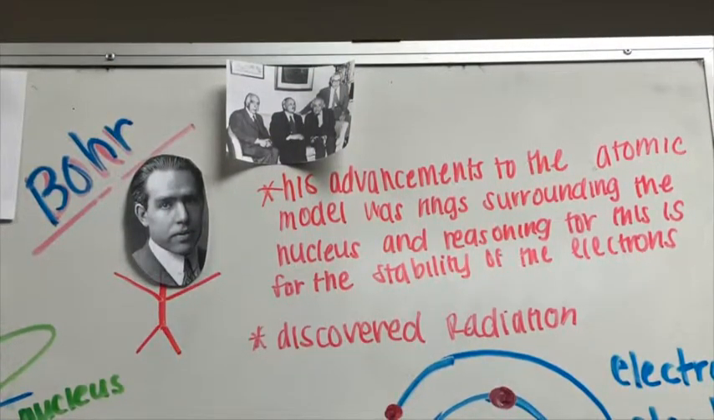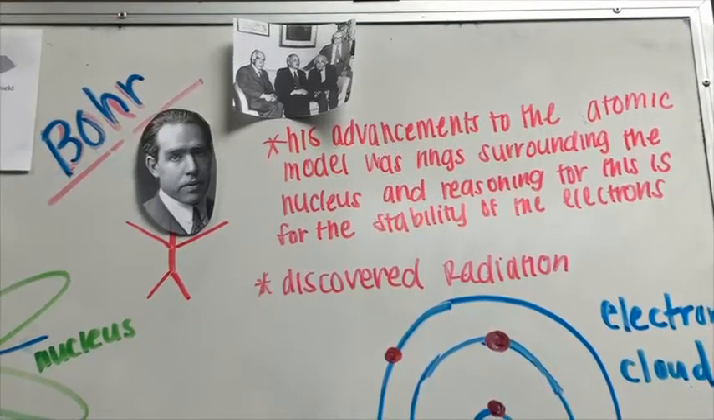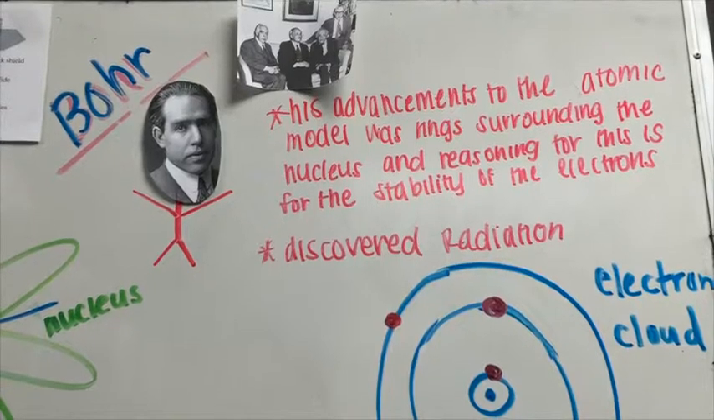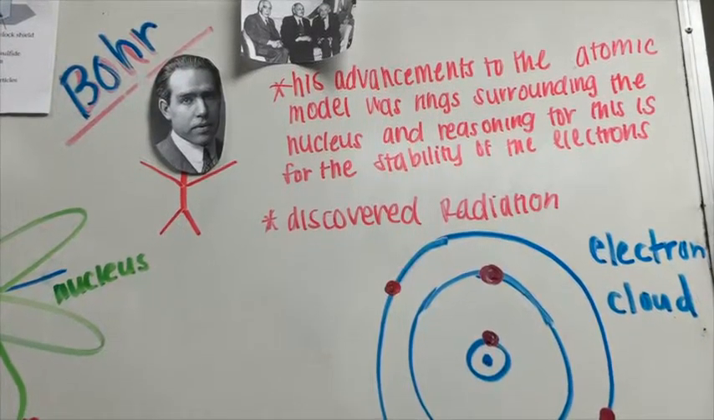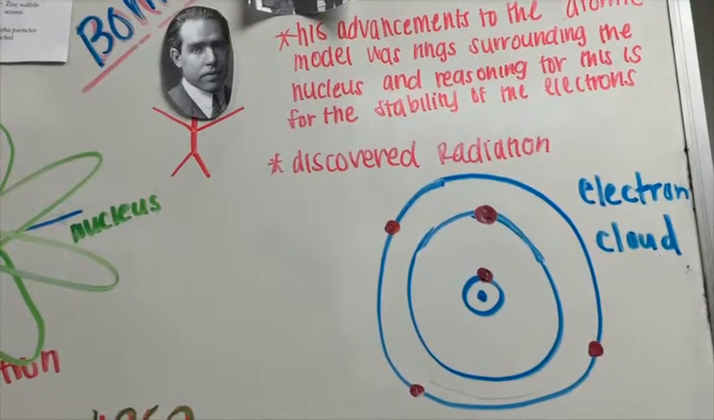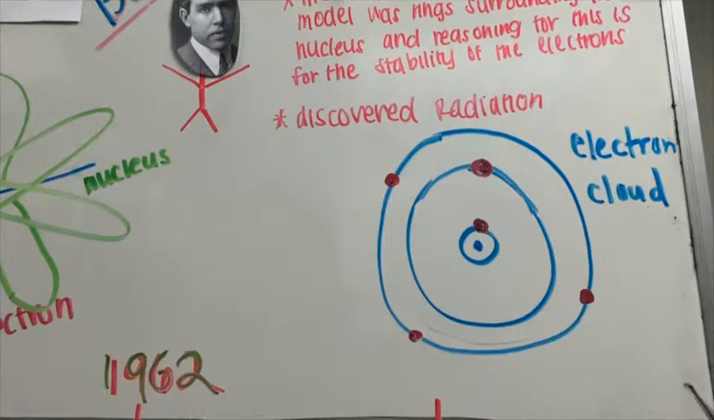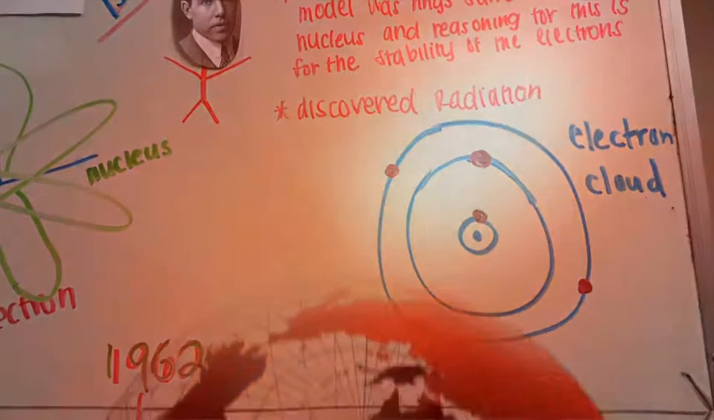Bohr, a physics scientist in 1913, depicts the atom as a small positively charged nucleus surrounded by electrons that travel in circular orbits around the nucleus. Bohr was the first to discover that electrons travel in separate orbits around the nucleus and that the number of electrons in the outer orbit determines the properties of an element.